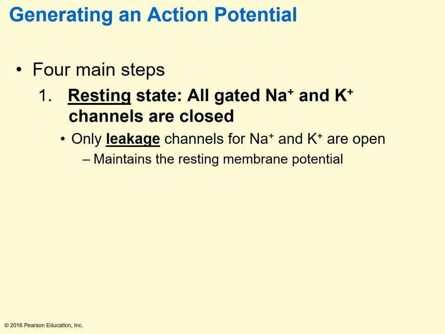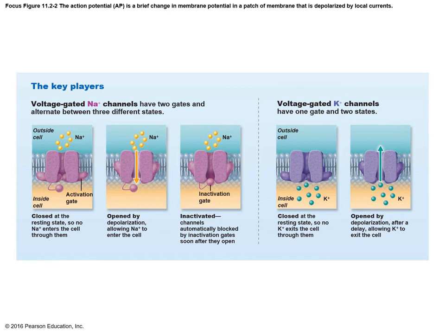So the steps for generating an action potential, 4 main steps. Number 1, you're at the resting state. All sodium and potassium gated channels are closed. Now your leakage or your non-gated ones, those are open. Remember I said those are open all the time. So you've got sodium that's leaking in, potassium's leaking out. Your sodium potassium pump is also all the time on, so it's helping to restore that concentration gradient there.